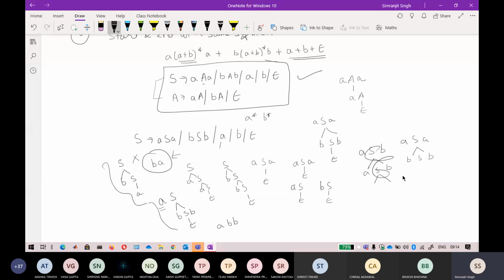Absolutely correct. But four A's. Okay, so this kind of a string is also starting with A, ending with A. So it is not a part of this language. Let me see. ASA, but yeah, it is a part of the language. So I'm wrong about that. Yeah, four A's are also possible.